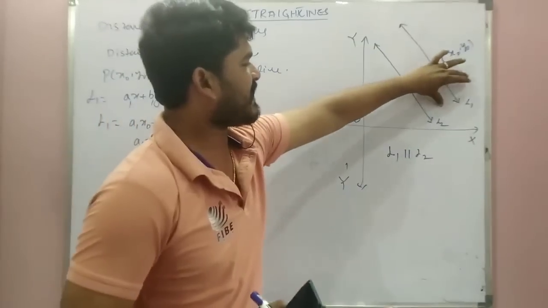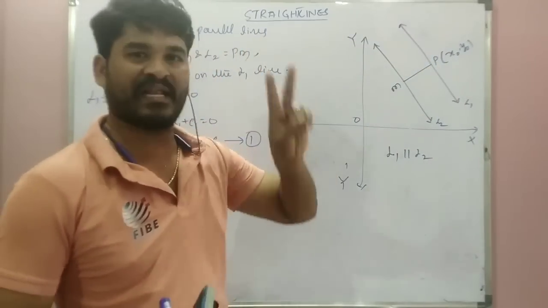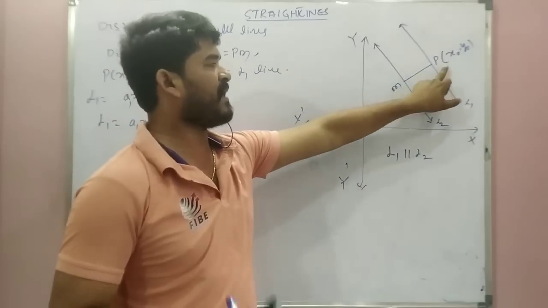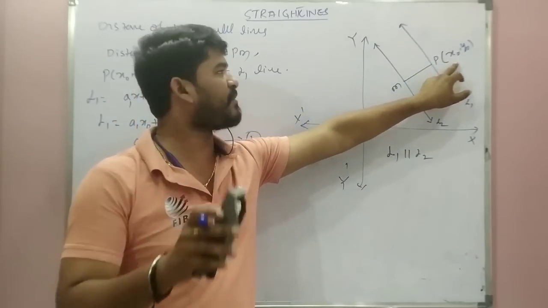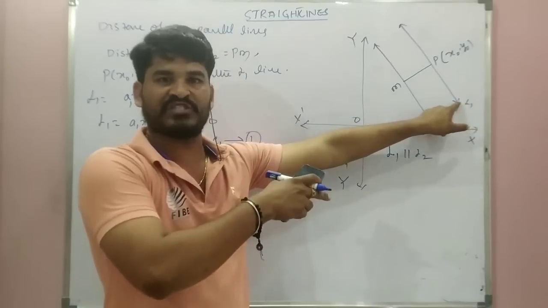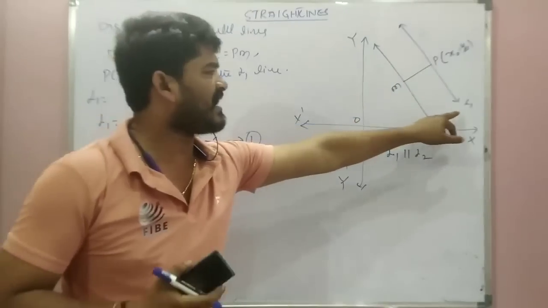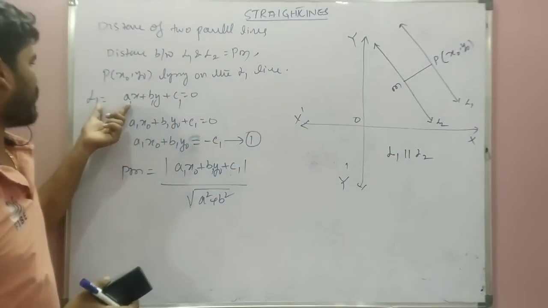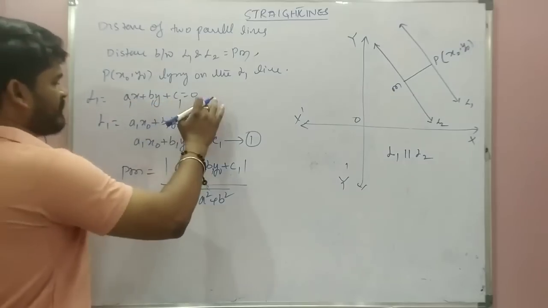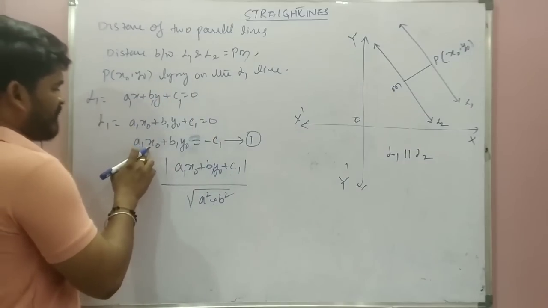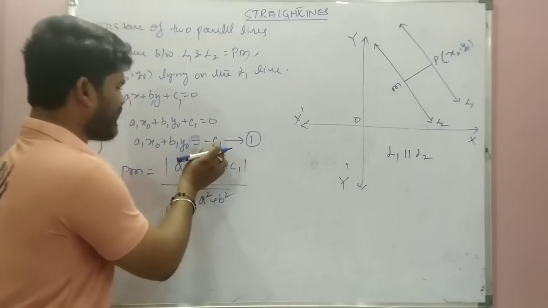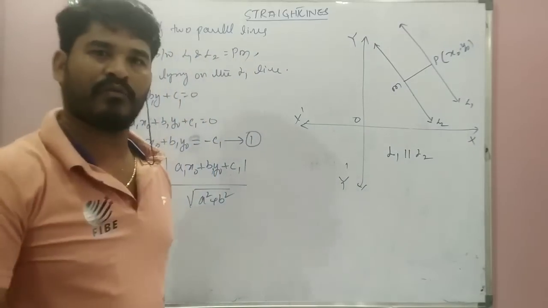Where here L1 and L2 are two parallel lines. So PM is the distance between the two parallel lines. Here the P point is x0 y0, and it is lying on the straight line L1. That's why, actually we know that the L1 straight line has the general formula a1x plus b1y plus c1 equal to 0. From this equation, a1x0 plus b1y0 equals minus c1, with c1 transferred to the RHS. Assume that this is equation 1.